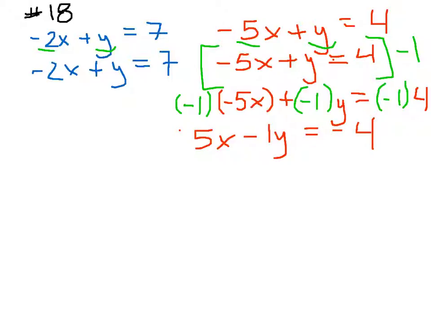And now don't forget, there is an unspoken 1y there. That's the coefficient, because 1 times y gives me y. And now I see that the coefficient on my y term is the same coefficient but the opposite of it.